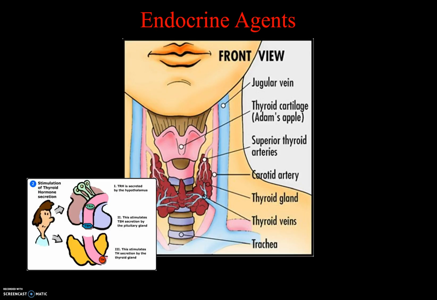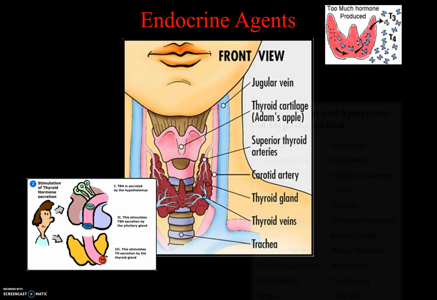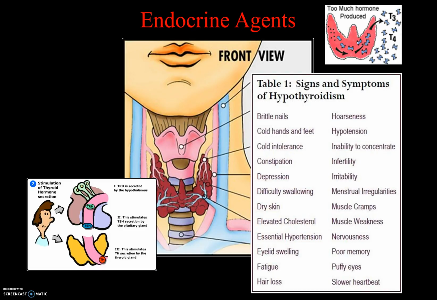You can see in this little diagram on the bottom left here, basically when thyroid hormones are secreted by the hypothalamus, it stimulates secretion of the thyroid stimulating hormone by the pituitary gland, which in result stimulates secretions by the thyroid gland. You can have too much, and there are several signs and symptoms if you do not have enough.